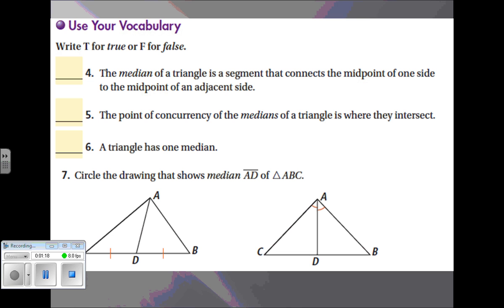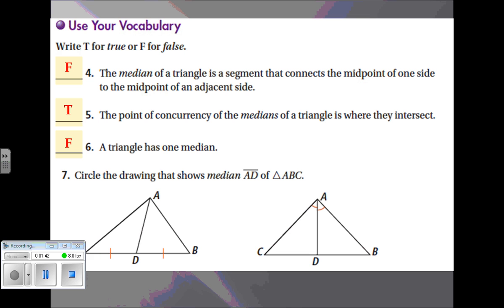True or false? The median of a triangle is a segment that connects the midpoint of one side to the midpoint of the adjacent side. That is false. That would be a mid-segment. The point of concurrency of the medians of the triangles is where they intersect. That's true. And a triangle has one median. That's false. Of course, it has three medians.